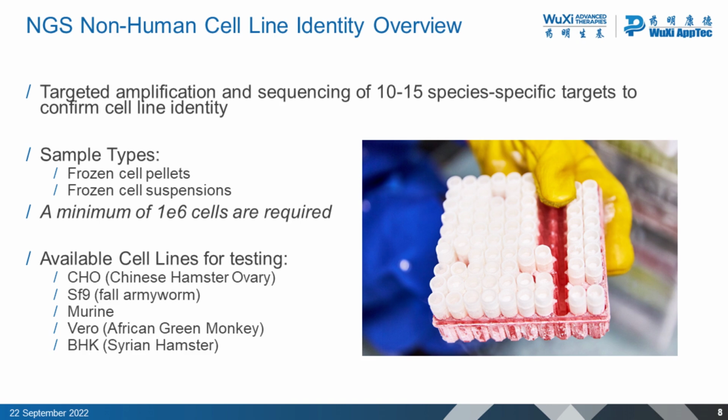We require a minimum of 10 to the 6 cells. There are different cell lines that we have reference sequences for that can be used for identity testing. Some of them include Chinese hamster ovary, SF9, Vero cells, and BHK cells.